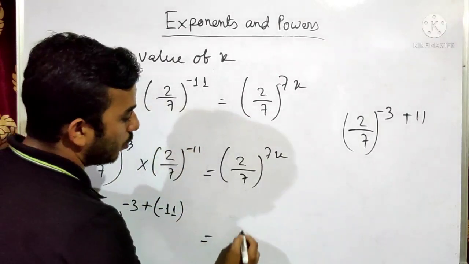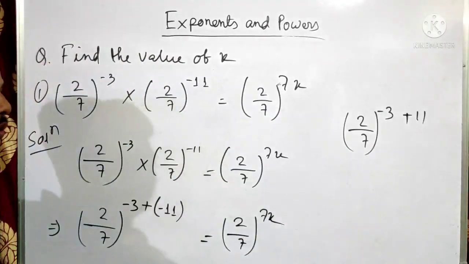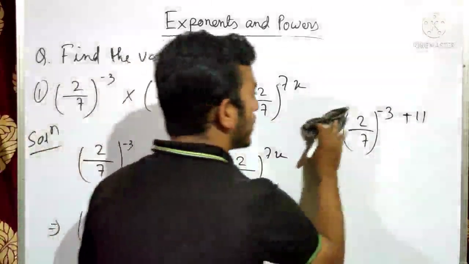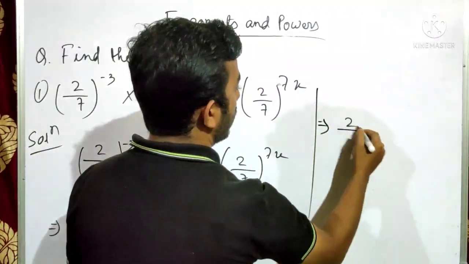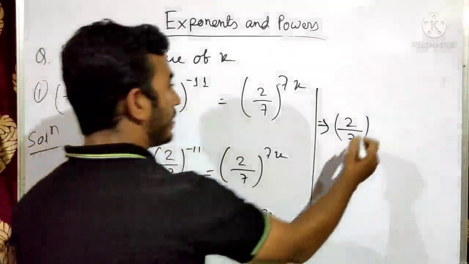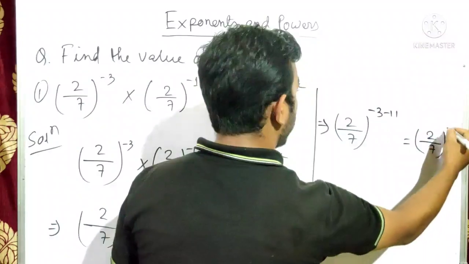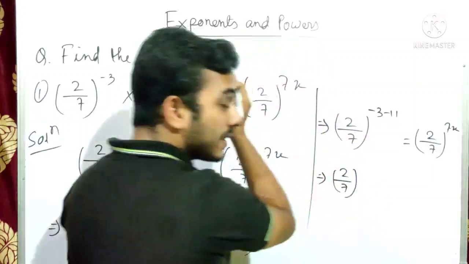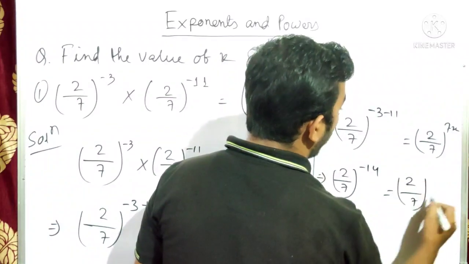Okay. Next one is 2 by 7 whole power 7x. Now look, here we have the base same, isn't it? Before that let's write one more line. 2 by 7 whole power, look, minus 3 plus minus is minus 3 minus 11, equals 2 by 7 whole power 7x. Okay. So again, minus 3 minus 11 is minus 14. Minus 14 equals 2 by 7 power 7x.